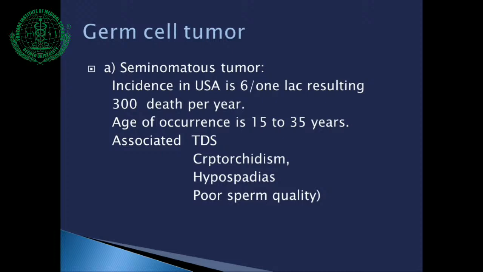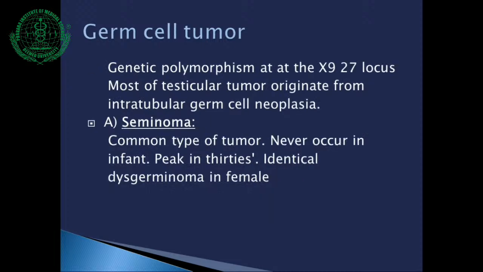Cryptorchidism, what is cryptorchidism? Cryptorchidism is an undescended testis. Normally at the time of birth, the testes descend into the scrotum, or after birth they can descend into the scrotum up to 1 year of age. If it remains in the abdomen or in the inguinal canal, it is called cryptorchidism. That is one of the factors that causes seminoma of the testes. Most of the tumors originate from intratubular germ cell neoplasia.